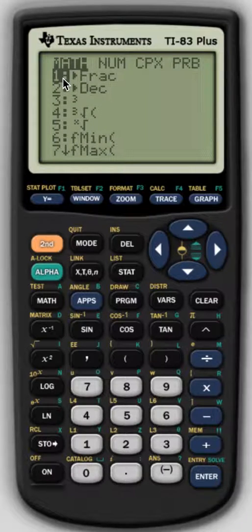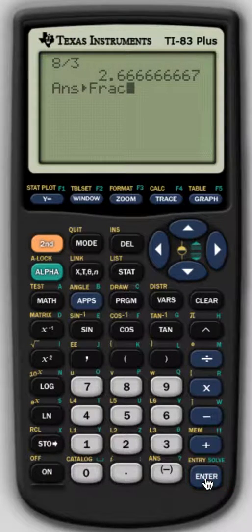In this case, we're talking about fractions, so I'm going to choose number 1 here. I can choose number 1 by hitting the number 1, or since 1 is highlighted, I'll just hit enter. By choosing that, it's taken the last answer and says, I'm going to make you into a fraction. And if you hit enter, it'll return that 8/3.